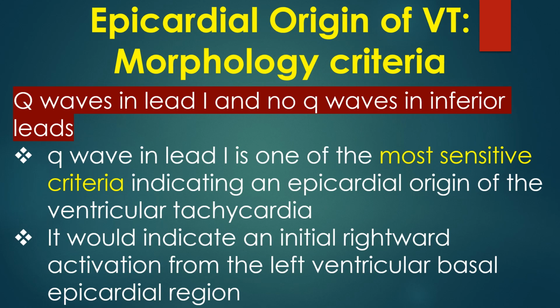Q waves in lead 1 and no Q waves in inferior leads. Q wave in lead 1 is one of the most sensitive criteria indicating an epicardial origin of ventricular tachycardia. It would indicate an initial rightward activation from the left ventricular basal epicardial region.